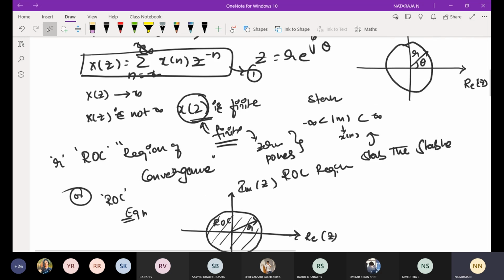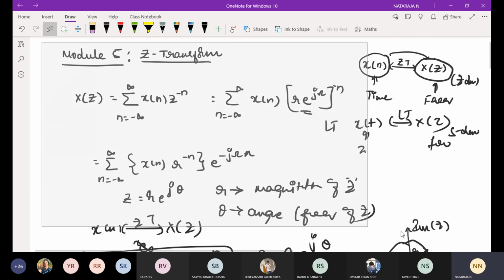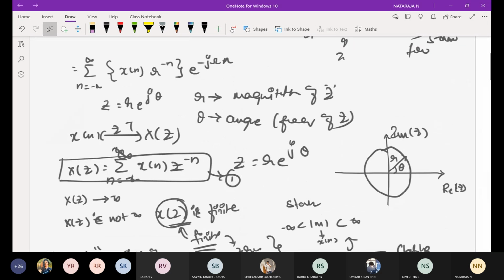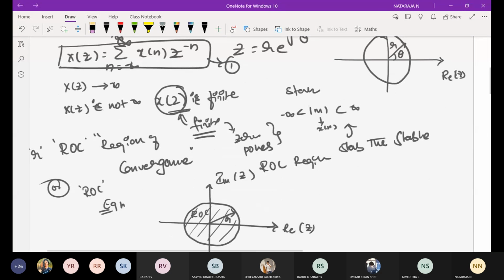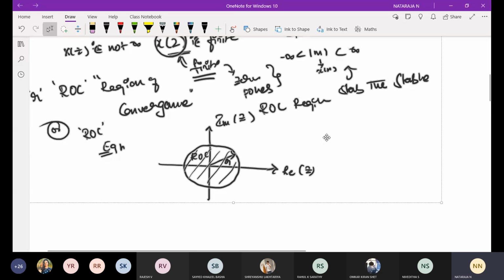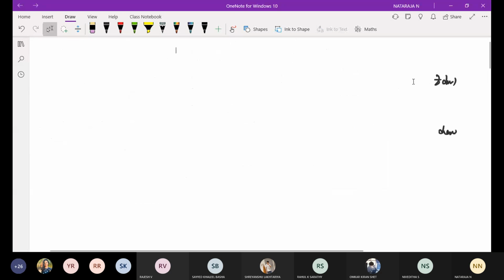Next, make a note. Significance of ROC. First point, ROC gives an idea about the values of z for which the z transform can be calculated.